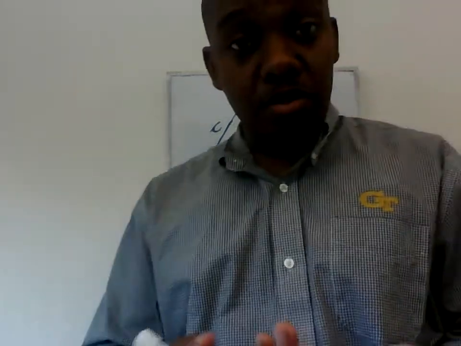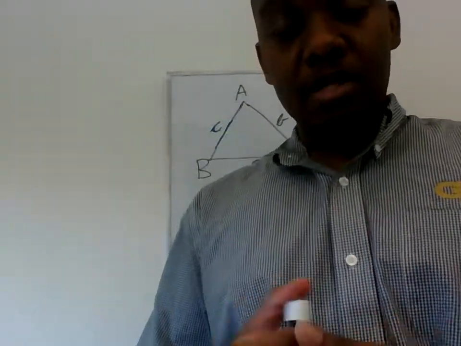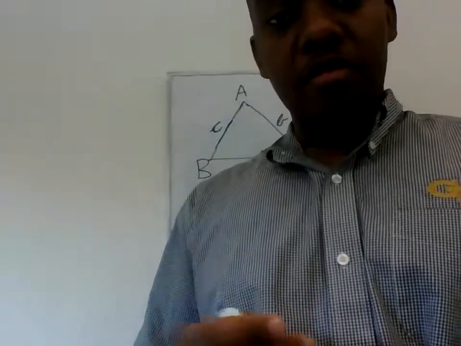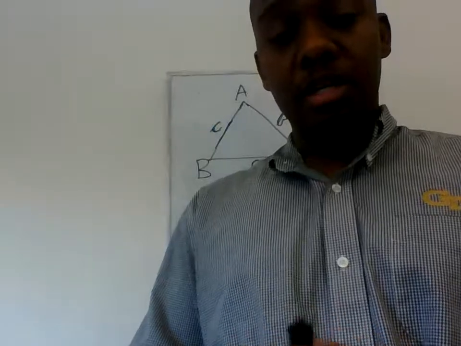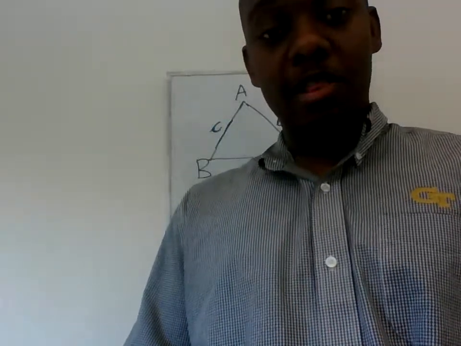So that's what we're going to do. We're going to look at finding missing angles and sides, given just a little bit of information, just using the knowledge of triangles or trigonometry that we know. And so let's get started.